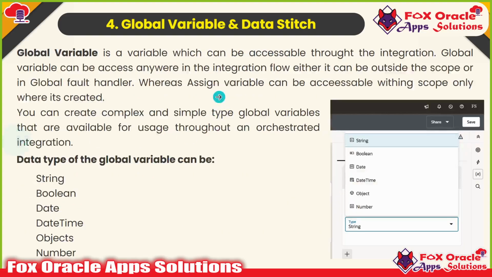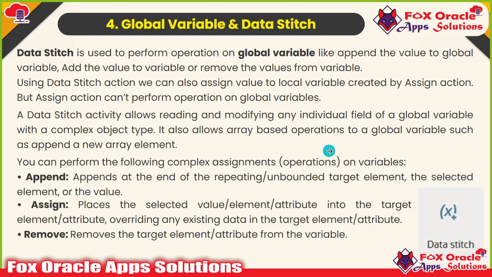Now we have created a global variable, and we got to know about the global variable and its types. Now we will talk about the data stitch. Data stitch is an action provided in OIC to perform operations on a global variable. For example, a variable we created using assign can be updated using the assign action only. But if you created a global variable and want to update its value, the assign action cannot be used to update it.